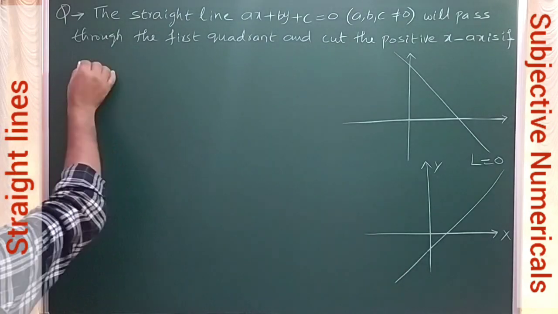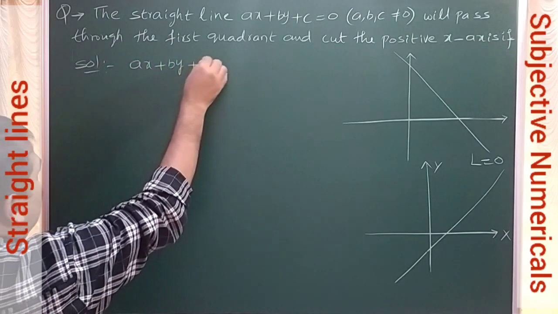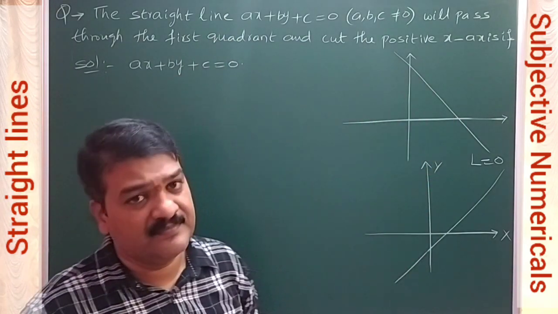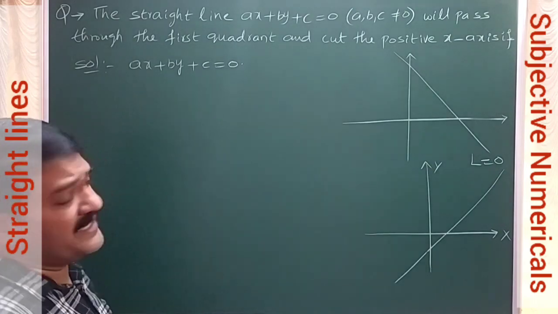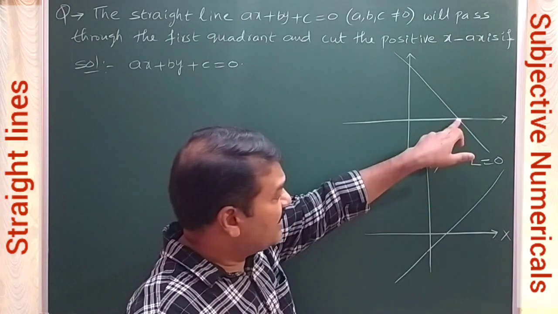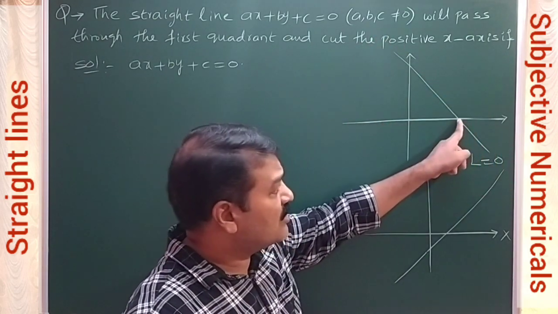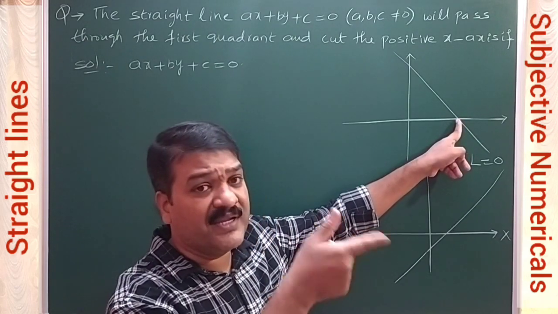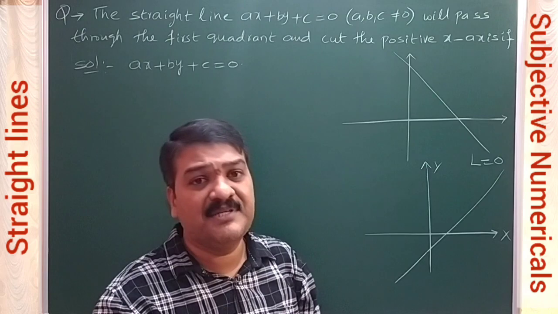First I will take the given equation ax plus by plus c is equal to 0. How to find the x-intercept and y-intercept? They can be determined using a simple technique. If you want the x-intercept, take y is equal to 0, because the x-intercept means where the line cuts the x-axis, so y must be 0. When you take y is equal to 0, you get the x coordinate here, and the x coordinate at this point is nothing but the x-intercept.